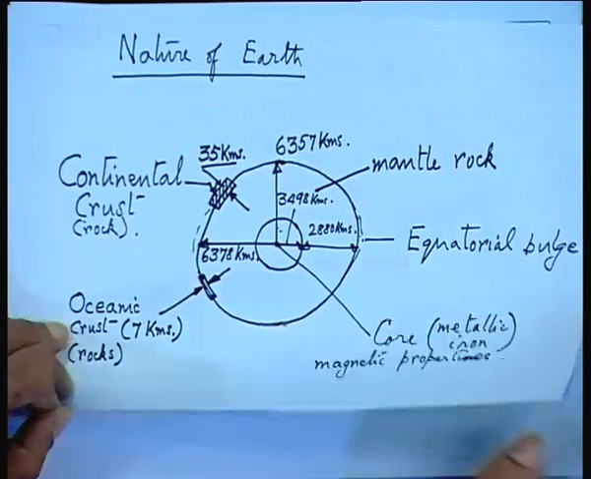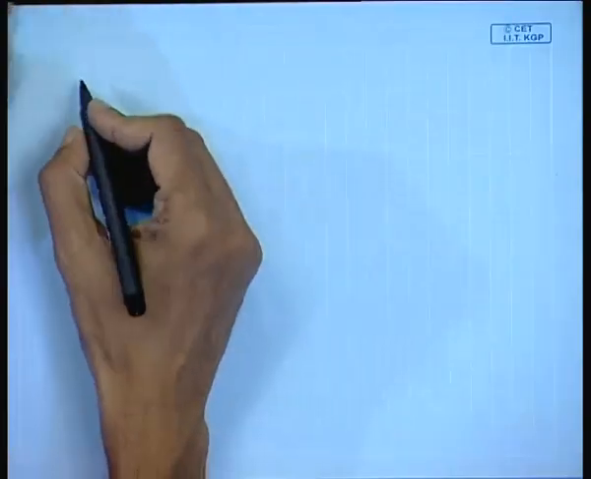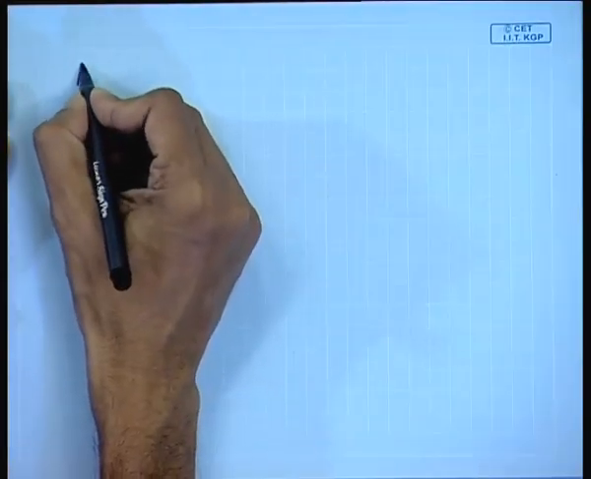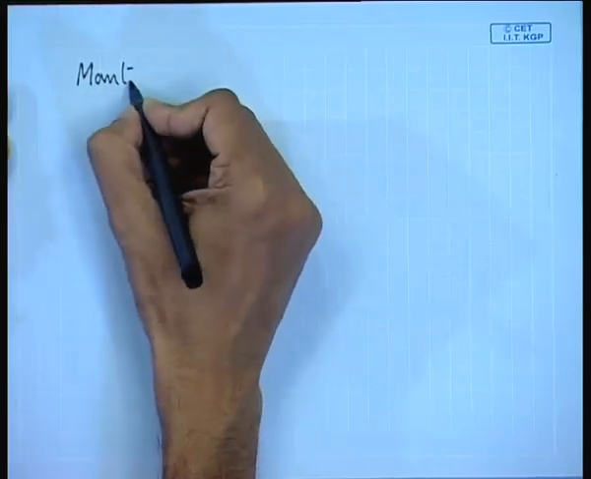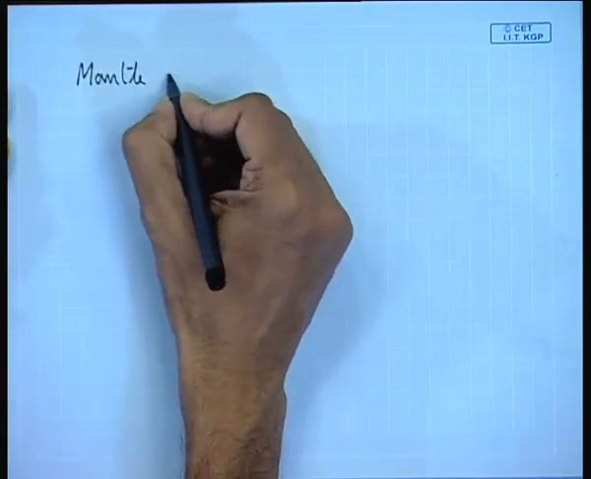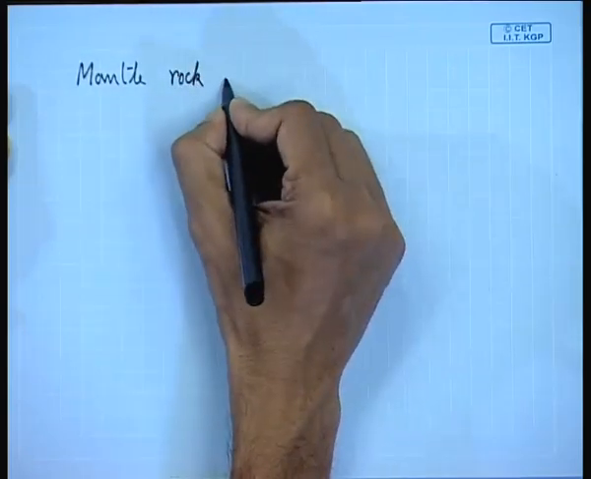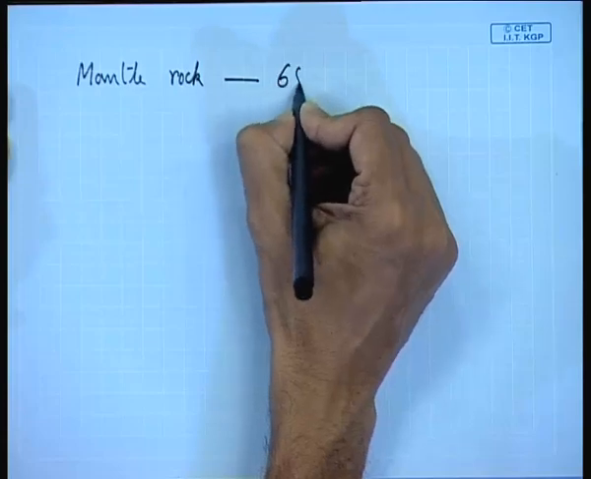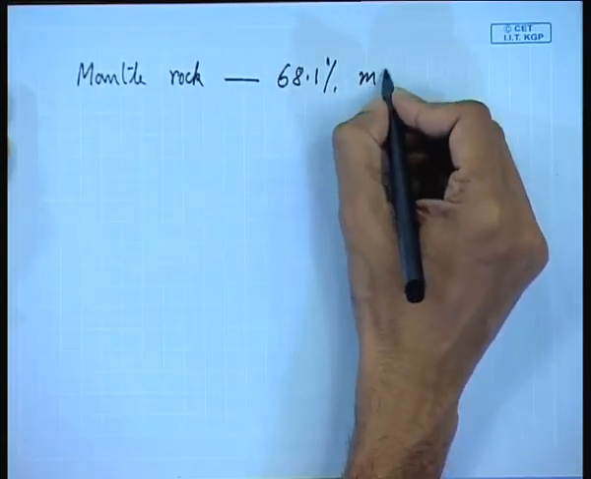So, now if you take the percentage wise breakup of this mass, you will find mantle rock constitutes 68.1% of the mass of the earth. So, these are the mantle rocks. So, mantle rocks constitute 68.1% mass.